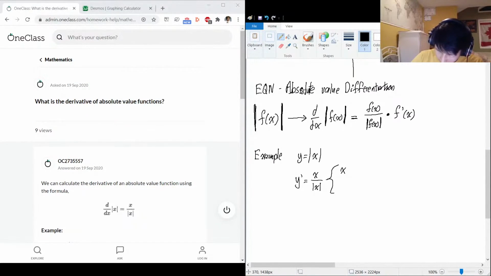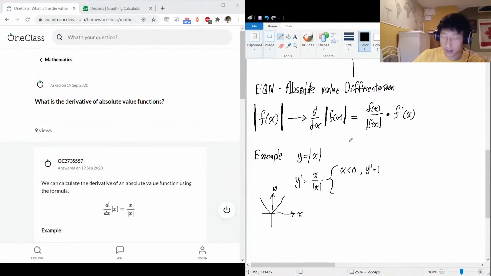For x is greater than 0, this is just going to be y prime equals 1. Right? Remember our graph, it looked like that. When x is greater than 0 and we're on this side, the derivative is 1, meaning that the slope is a constant 1. That looks pretty reasonable.